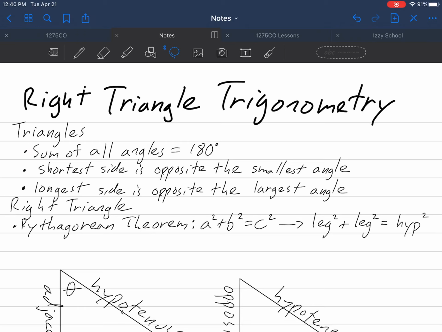Number two, the shortest side of a triangle is always opposite the smallest angle. And conversely, the longest side of a triangle is opposite the largest angle. These are true for all triangles.